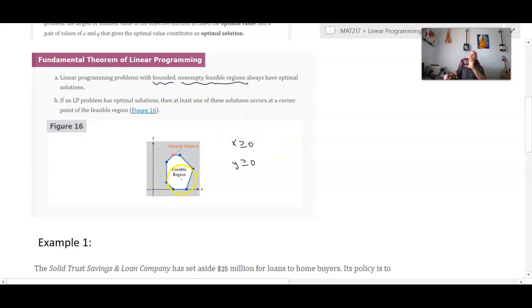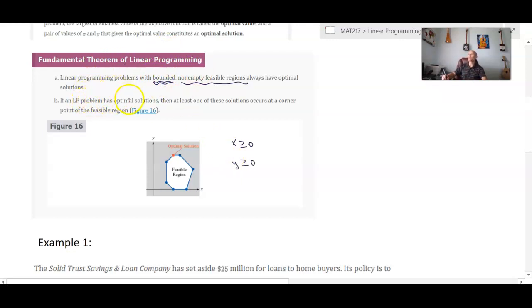I like to think about this as looking at it from above. If you were to put a mouse in this little fortress here, the mouse would not be able to get out because it's blocked on all sides. And so that's what we mean by bounded. We mean blocked on all sides.